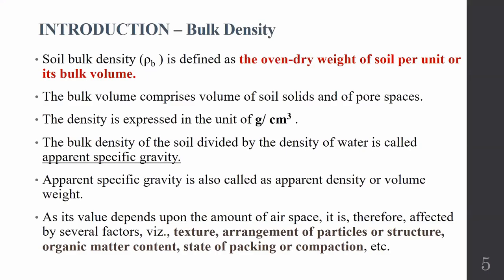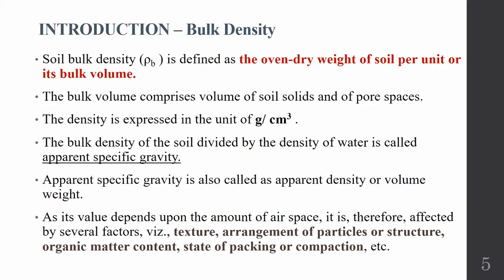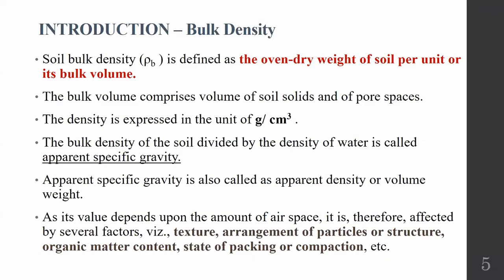Okay. What is the unit of bulk density? Gram per centimeter. Gram per cubic centimeter, because we divide by volume. We divide the mass of the soil by the volume of the soil, so the unit is gram per cubic centimeter.